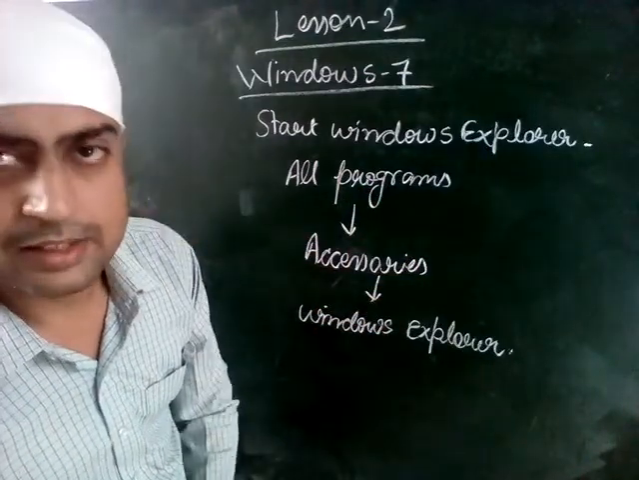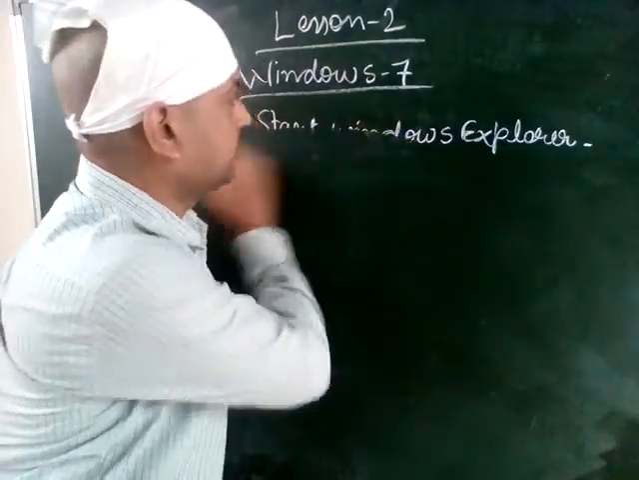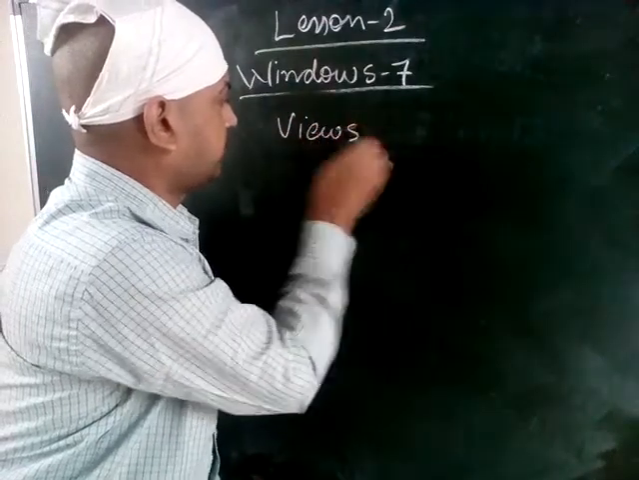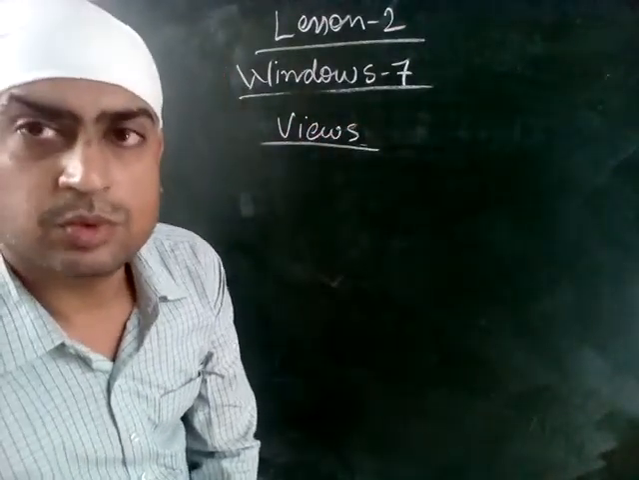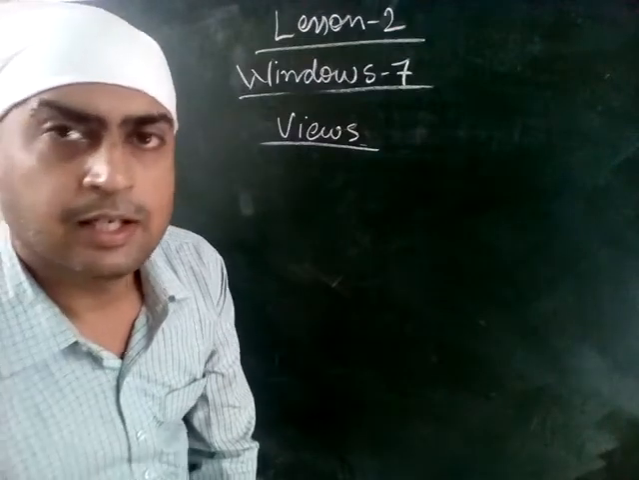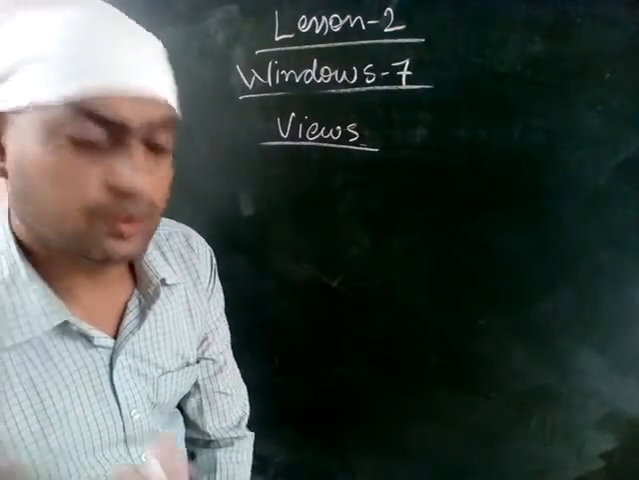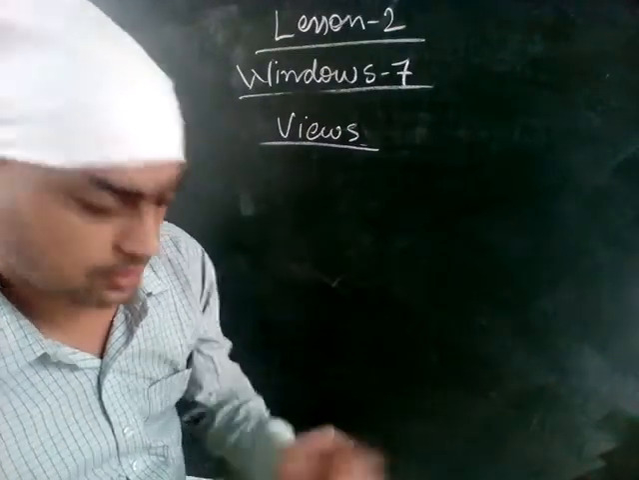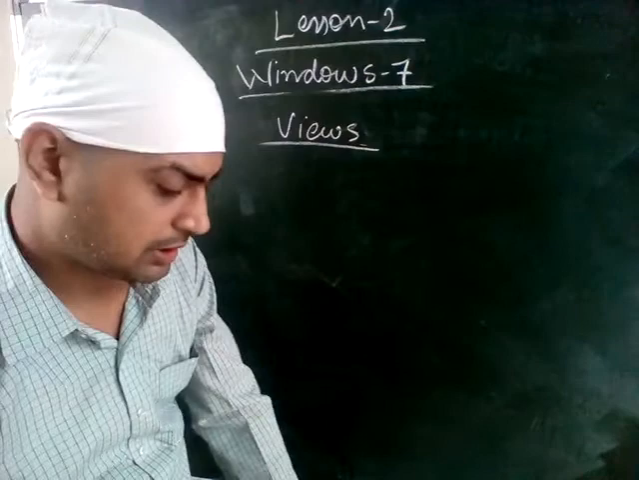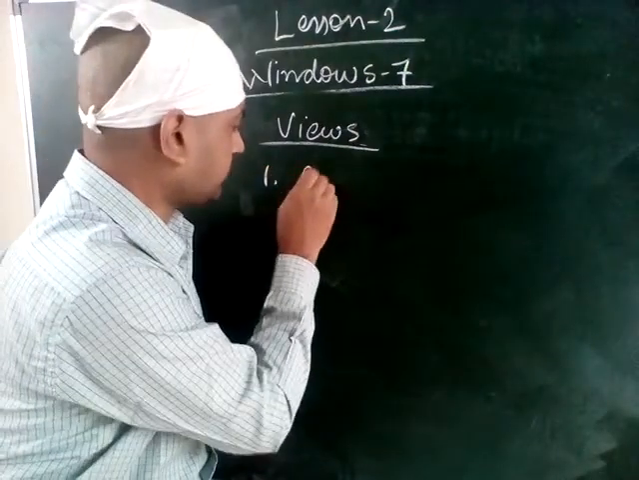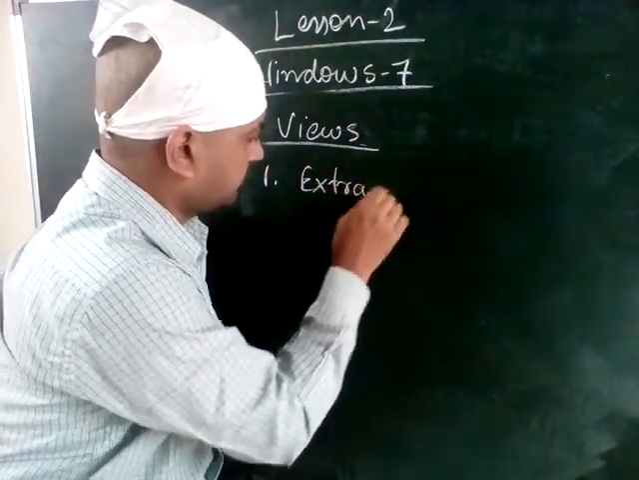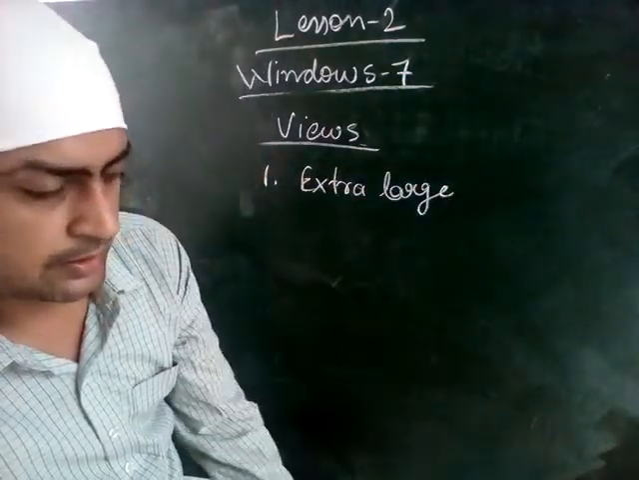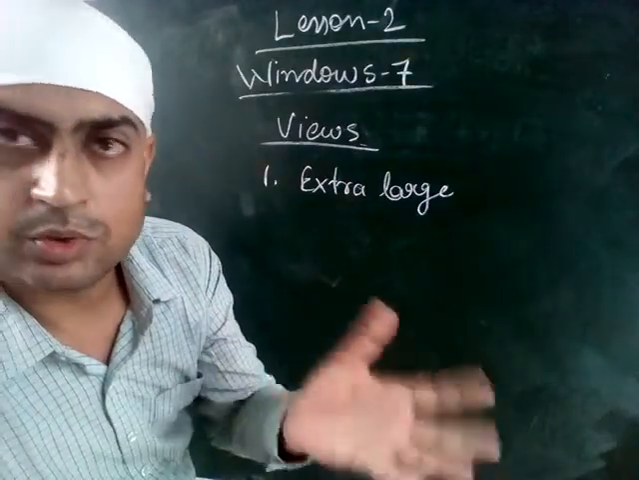Now viewing files and folders, there are certain number of views by which we can see, means how it is shown to us. How means first is large, list, extra large, icon like. So I am writing in the sequence. First is extra large, extra large means big folders will be shown to you.